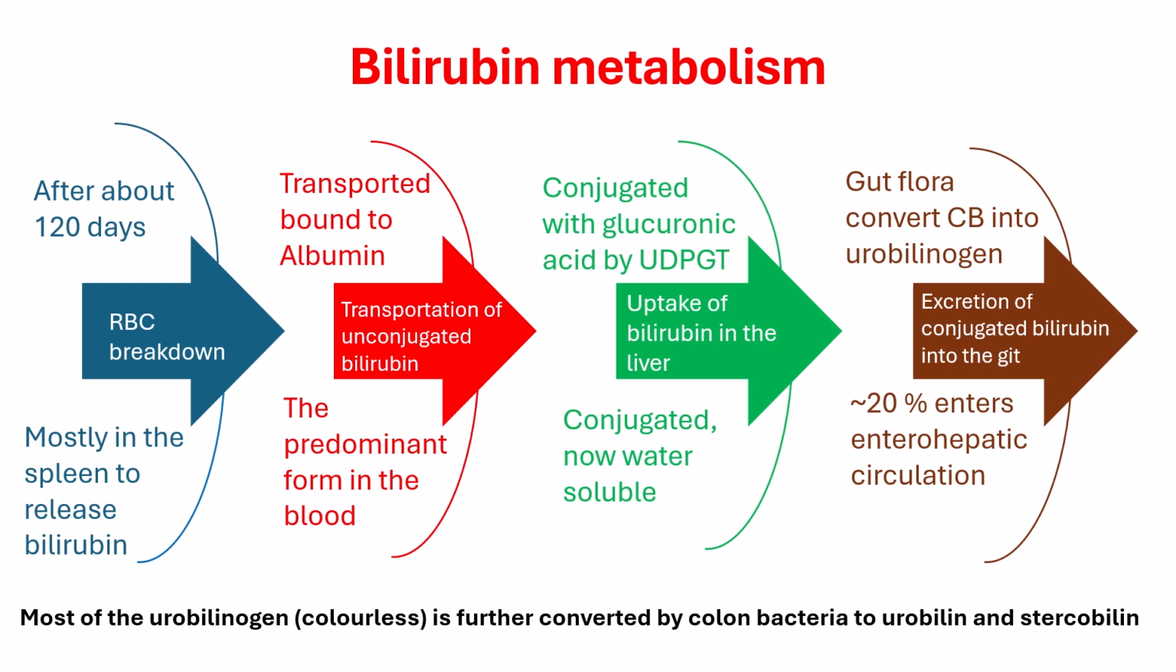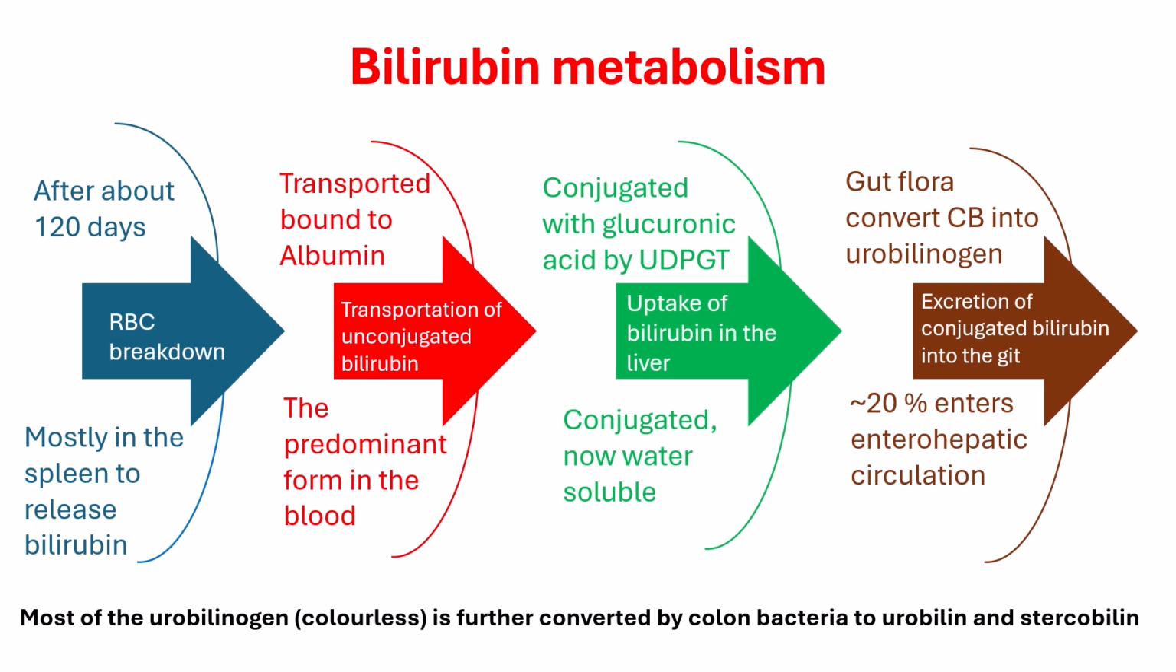It is important to note that most of the bilirubin in circulation at this point is unconjugated, and it is the predominant form of bilirubin in the blood. This unconjugated bilirubin is transported by albumin into the liver, where it combines with glucuronic acid in the presence of UDP glucuronyl transferase to become conjugated, and at this point it becomes water soluble.